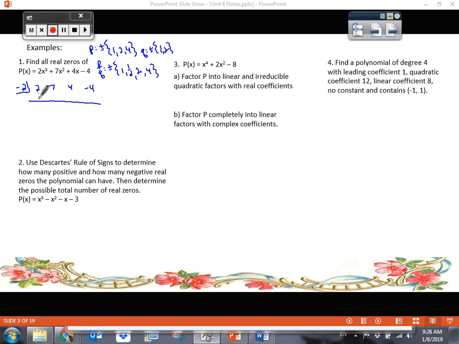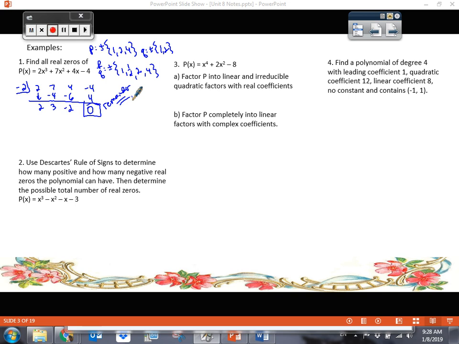So what we do is we bring down the first number, the 2, and then multiply, add, multiply, add. So -2 times 2 is -4. Add that, I get 3. -2 times 3 is -6. Add down, I get -2. -2 times -2 is 4. Add down, I get 0. This is the remainder. This needs to be 0 for that to be a root.